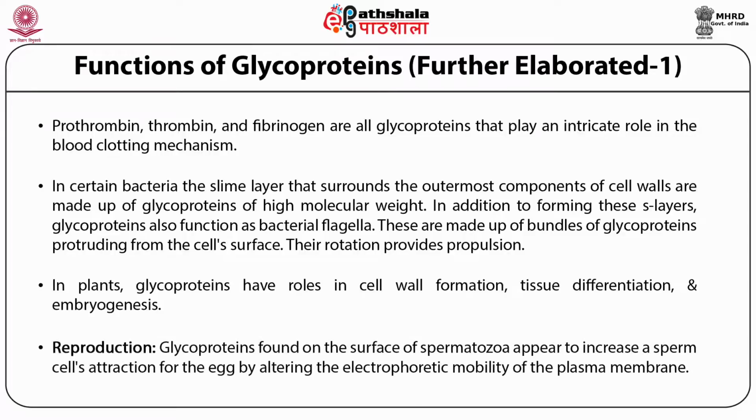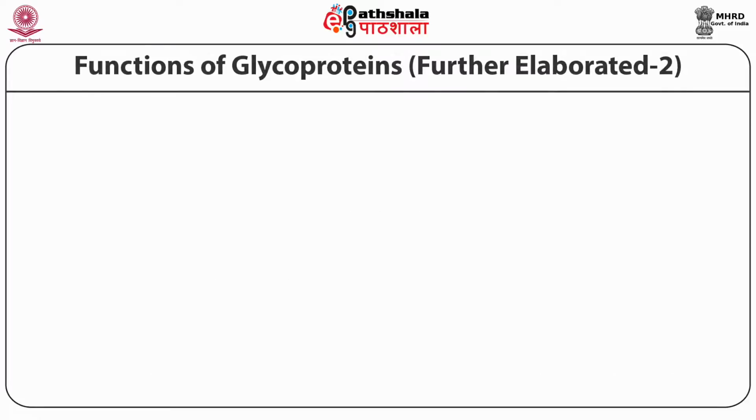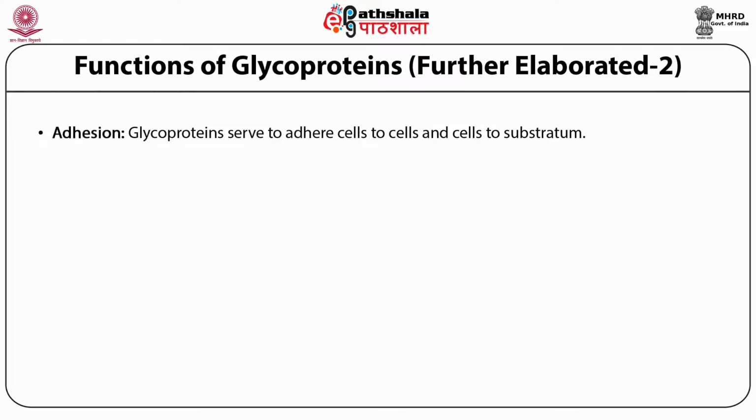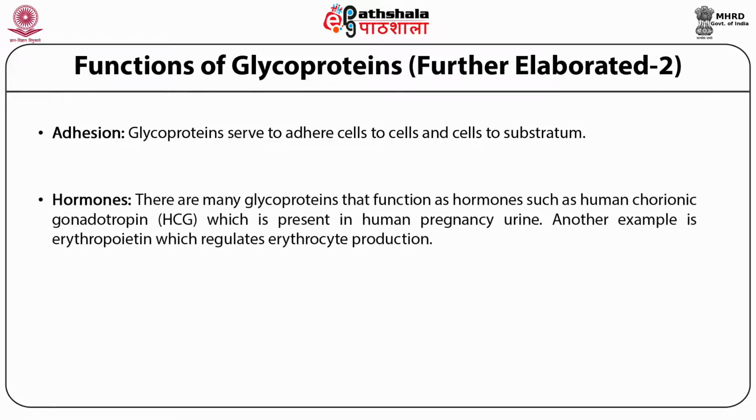Reproduction: glycoproteins found on the surface of spermatozoa appear to increase sperm cell attraction for the egg by altering the electrophoretic mobility of the plasma membrane. Adhesion: glycoproteins serve to adhere cell to cell and cells to substratum. Hormones: there are many glycoproteins that function as hormones, such as human chorionic gonadotropin, which is present in human pregnancy urine. Another example is erythropoietin, which regulates erythrocyte production.